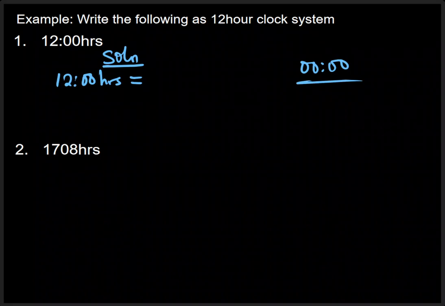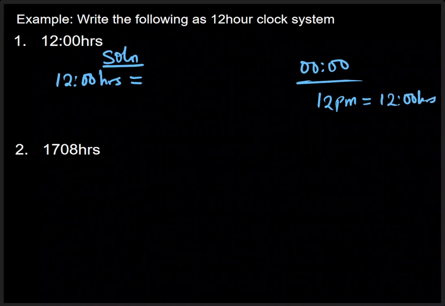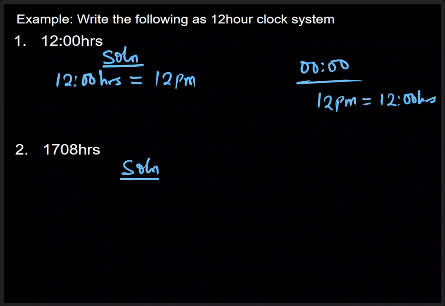So as we proceed, it's now 12 p.m. It's 12 p.m. that will be giving us 12:00 hours, and that will be equal to what? So that means our time here will be 12 p.m. All right, so it's something simple. And then we have here 17:08 hours. What do we get here?